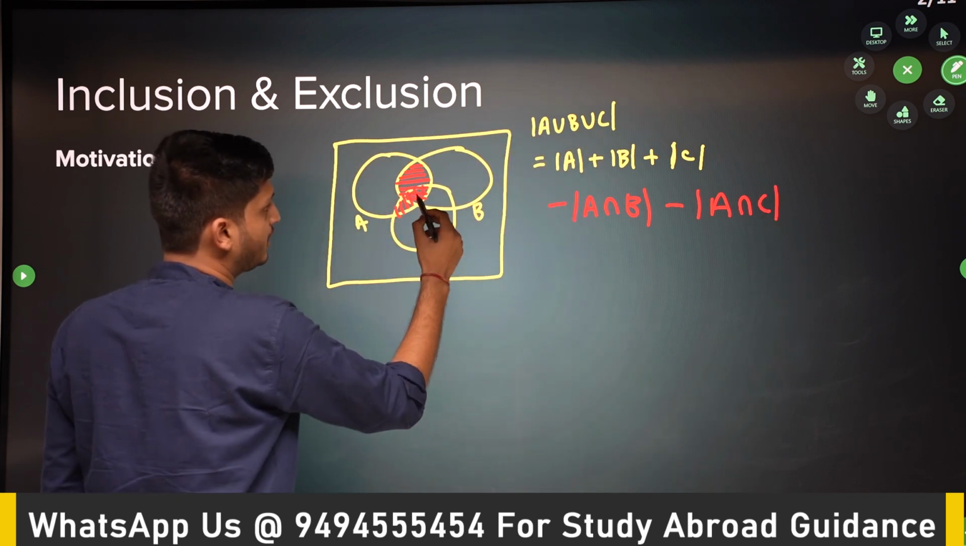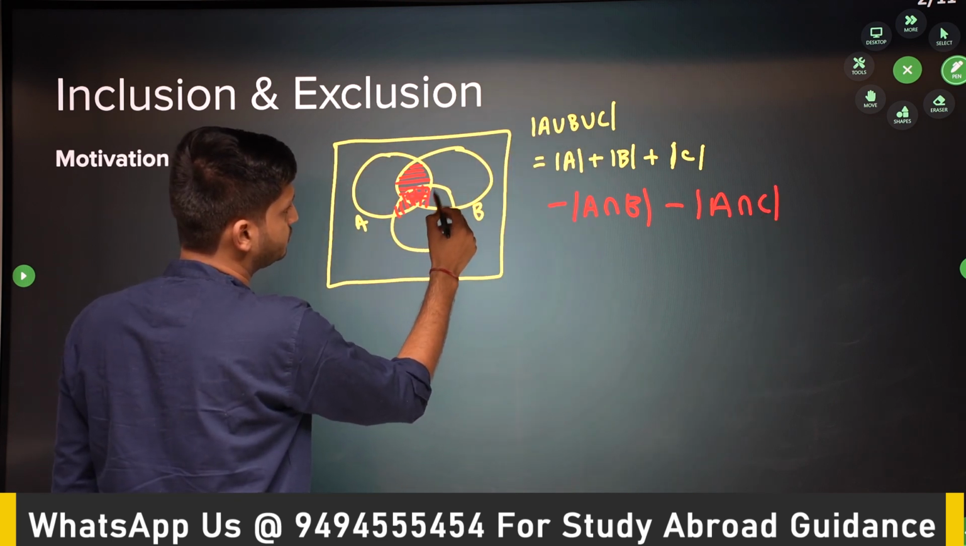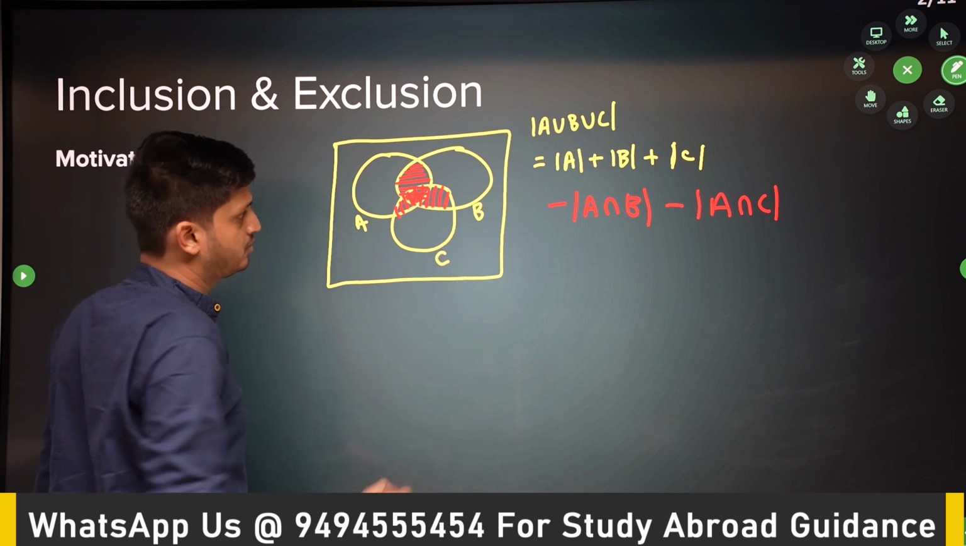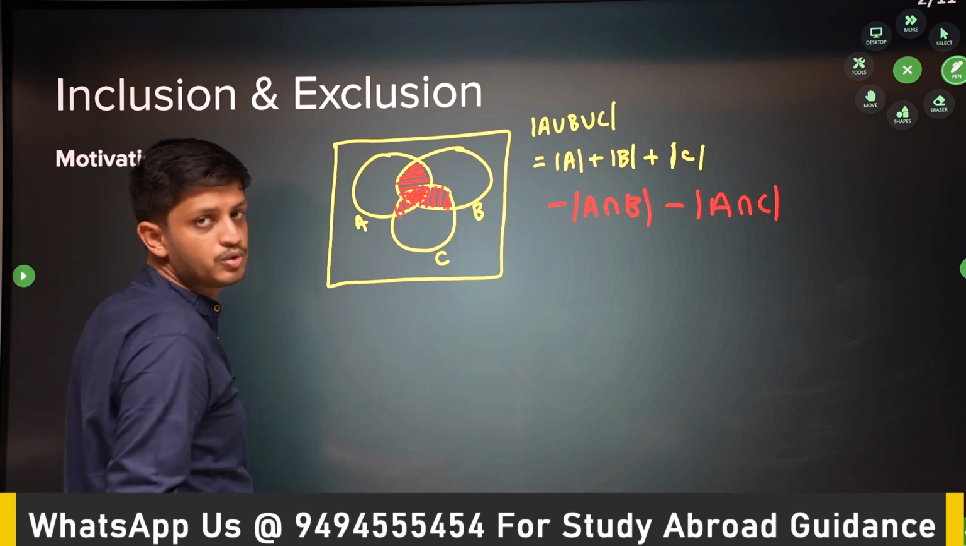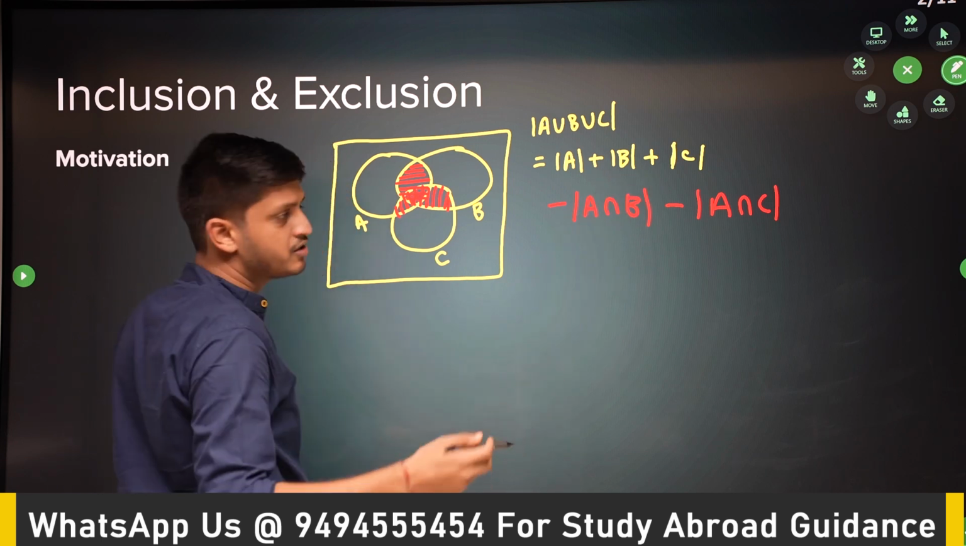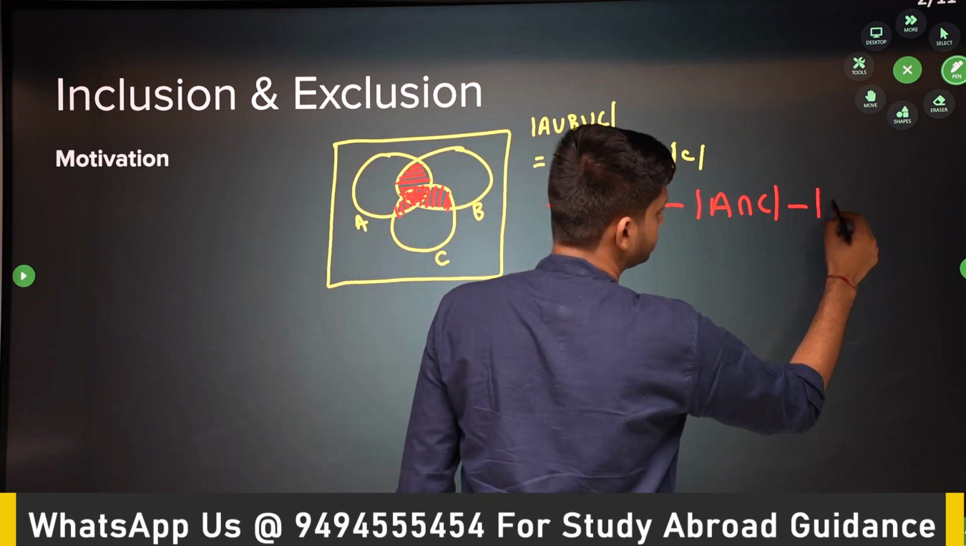And also the area which is in both B and C, that is also counted 2 times, in B and C both. So we have to subtract that also once.